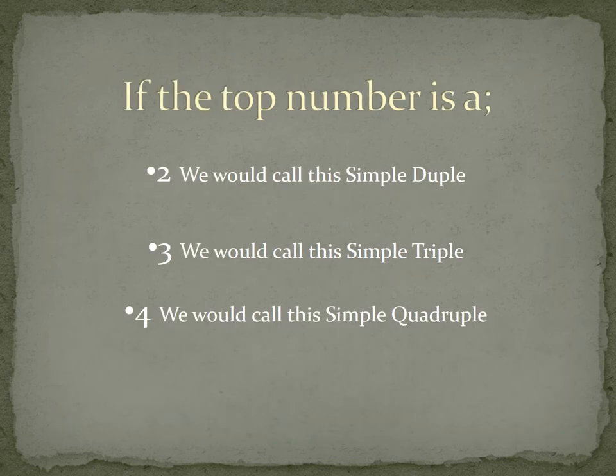So if the top number of a time signature is a 2, we would call it simple duple. If the top number is a 3, we would call it simple triple. And if the top number is a 4, we would call it simple quadruple.